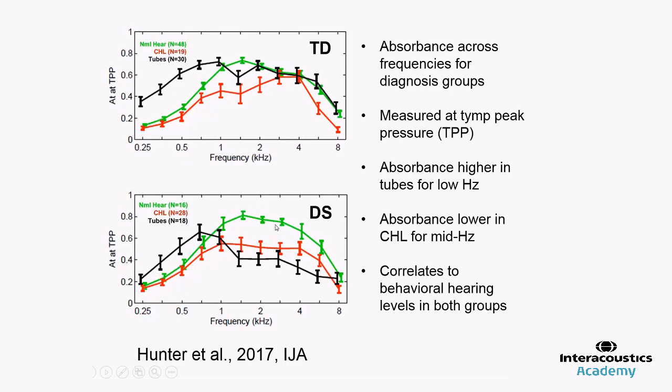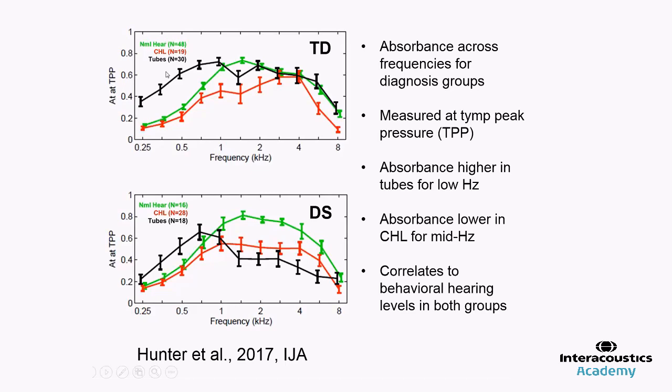best absorbance in the mid-frequency range, whereas the children with conductive loss have much lower absorbance for both the TD and the Down syndrome groups. So even though children with Down syndrome have much smaller ears and are more difficult to test, we were able to show very similar results with wideband absorbance in this very challenging group, showing that it is a very effective test for that particular problem.